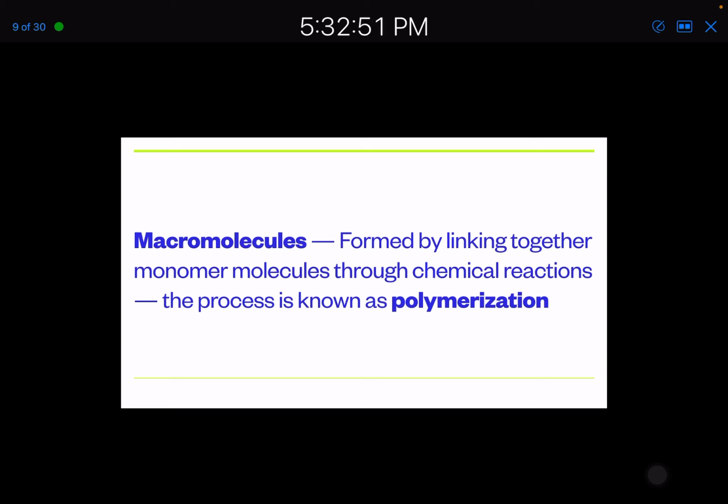And the macromolecules itself. To get to know its definition, they are formed by linking together each unit, the monomer. We call each unit a monomer molecule, through a chemical reaction. This is what we call polymerization. Okay. The chemical reaction is called polymerization.